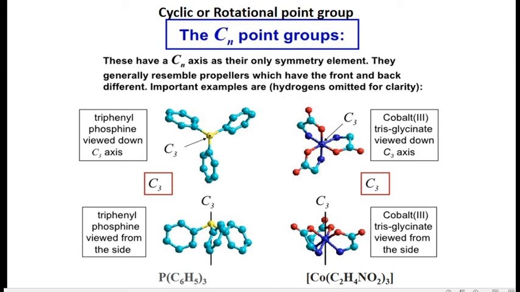Okay, the next example is cobalt(III) tris glycinate. So here the 3 glycinate units are coordinated to the cobalt atom. Glycinate means CH2COO minus. So one unit, second unit, and third glycinate unit are grouped together with the cobalt atom. Here the molecule has only one C3 axis of symmetry, and all other symmetry elements are absent. So for this molecule, one can assign the C3 type of point group.